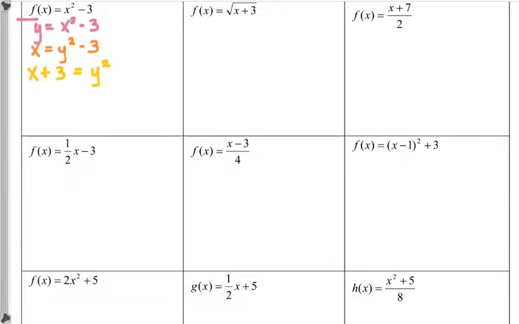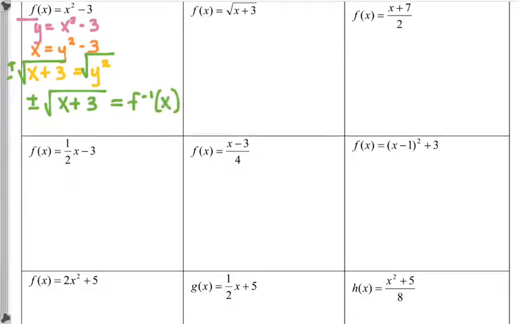And then, to get rid of the squared, the inverse operation is taking the square root. But a big thing that people forget is that when I take the square root of both sides, I need to have a plus or minus in my answer. So I'm going to have plus or minus the square root of x plus 3 equals f inverse of x.